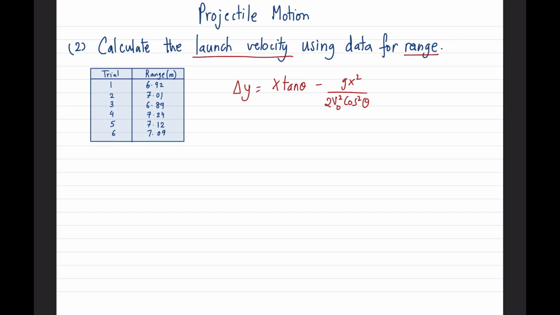Now if it's the range value which we are looking at, we know that the projectile will be launched from the ground and it comes back to the ground. So we know that delta y will be equal to 0. And x will be the range itself. So we have 6 values for range from the data, and we need to find the average of them. So I'm going to add all of them.